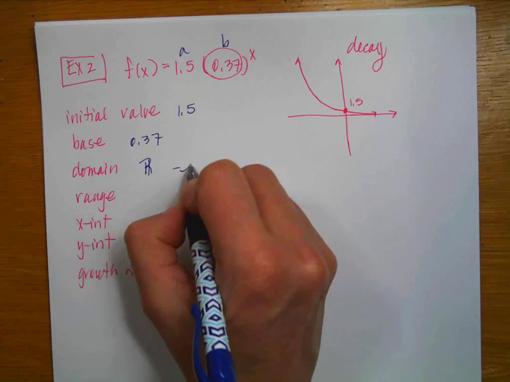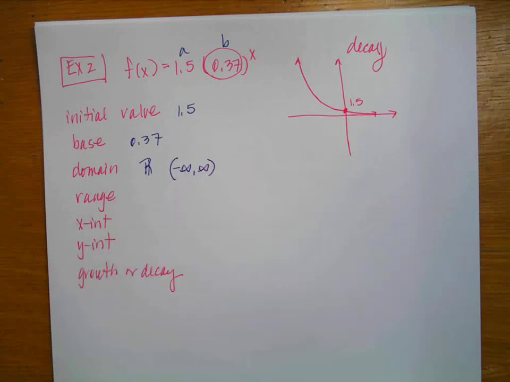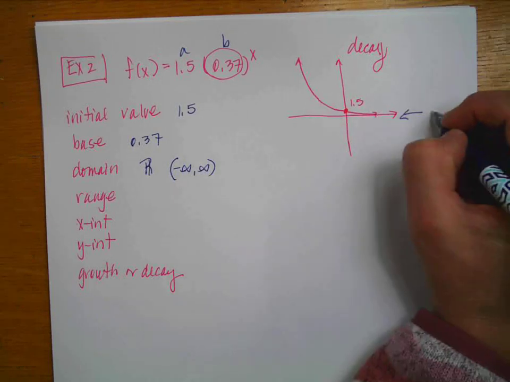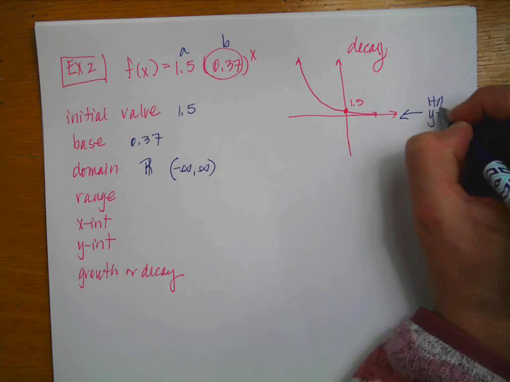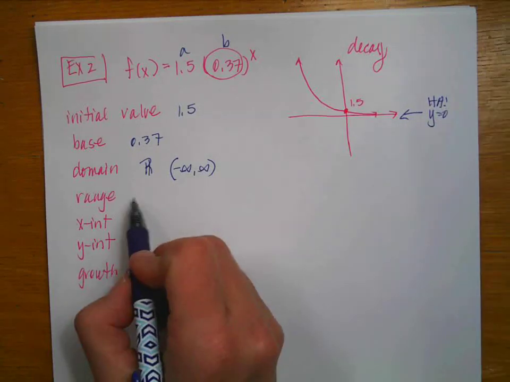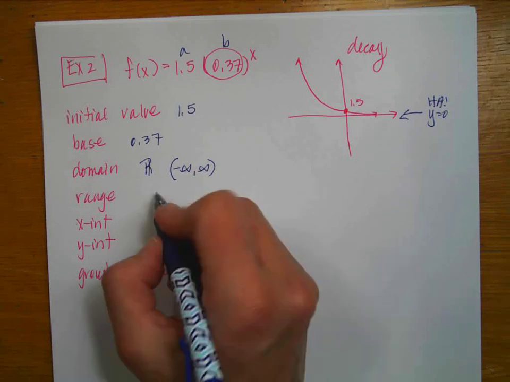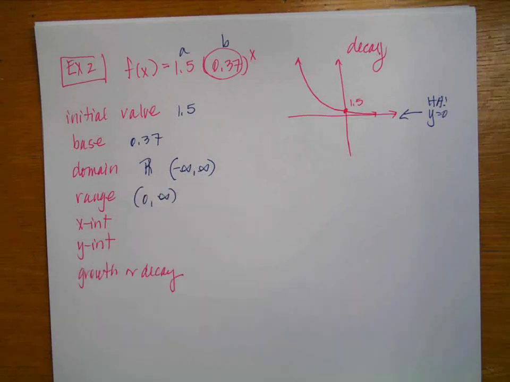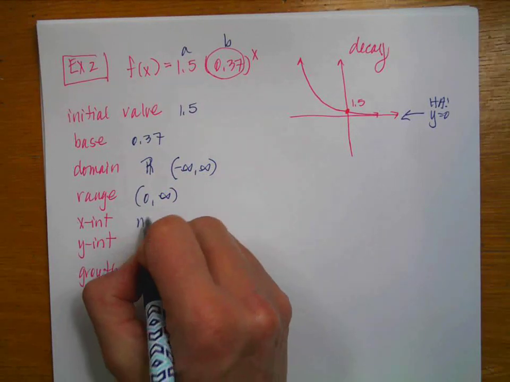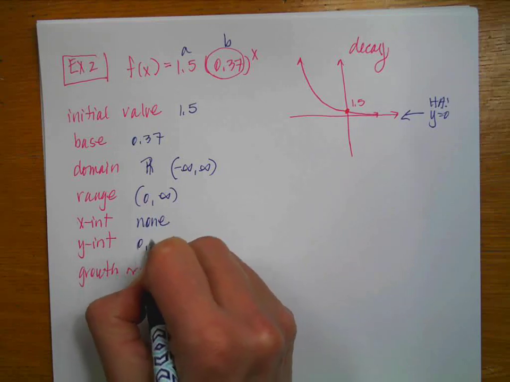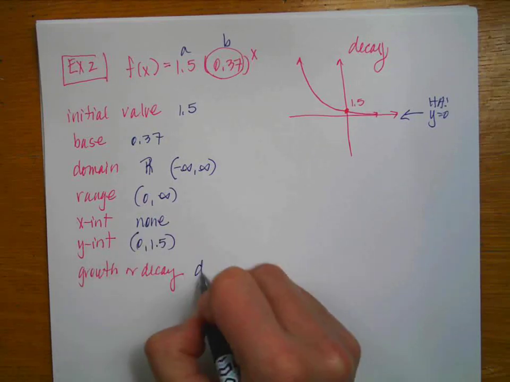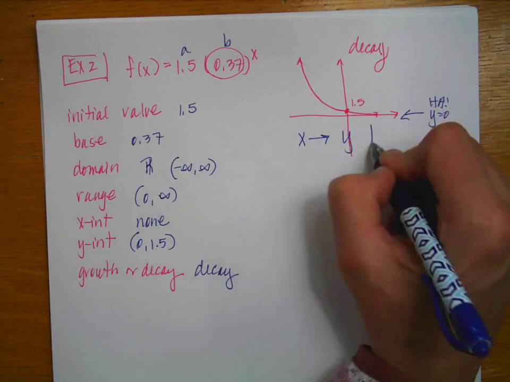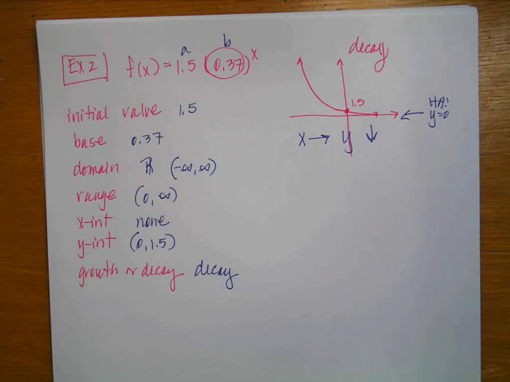The domain, again, is all real numbers, or negative infinity to positive infinity. This time, because my values are coming this way, I still have a horizontal asymptote at y equals 0, and it's not going to cross. So this time my range is going to be still read from the bottom up, 0 to positive infinity, even though it's a decay problem. My x-intercept is still none. My y-intercept is (0, 1.5), and this is a decay problem because as x gets bigger, y values are getting smaller.